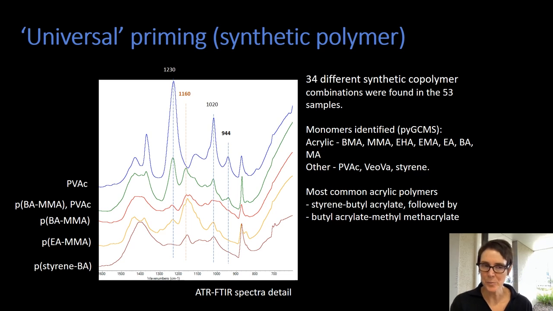The canvas samples were usually identified as U for universal priming or O for oil priming. And in the universal priming, 34 different synthetic copolymer combinations were found in the 53 samples analyzed. And within the 60% of paintings with acrylic-based priming layers, PYGCMS identified 7 different acrylic monomers used. The most commonly represented acrylic copolymers were styrene butyl acrylate, followed by butyl acrylate, methyl methacrylate.